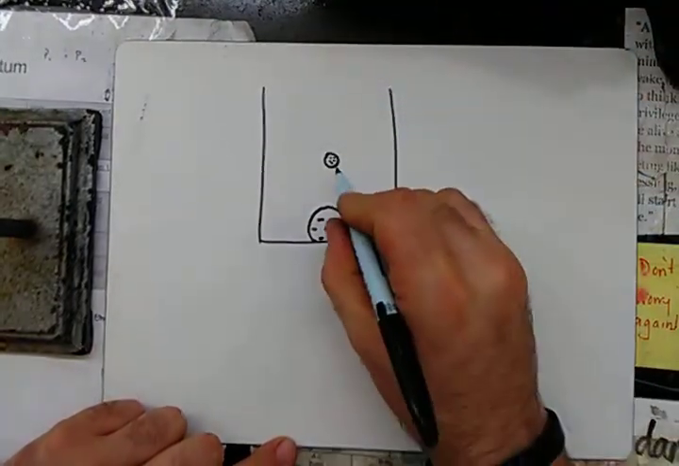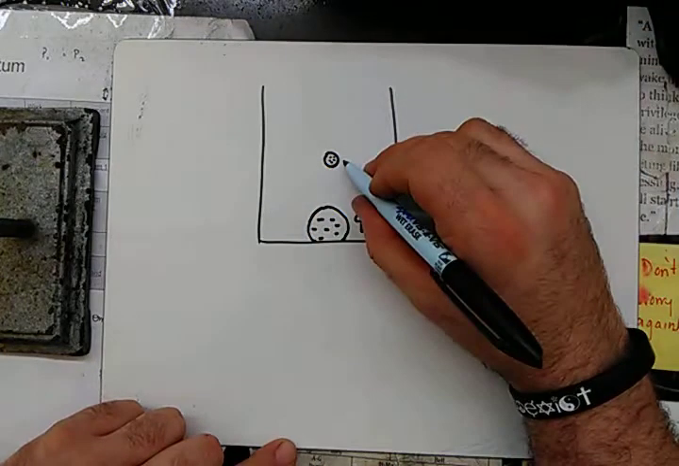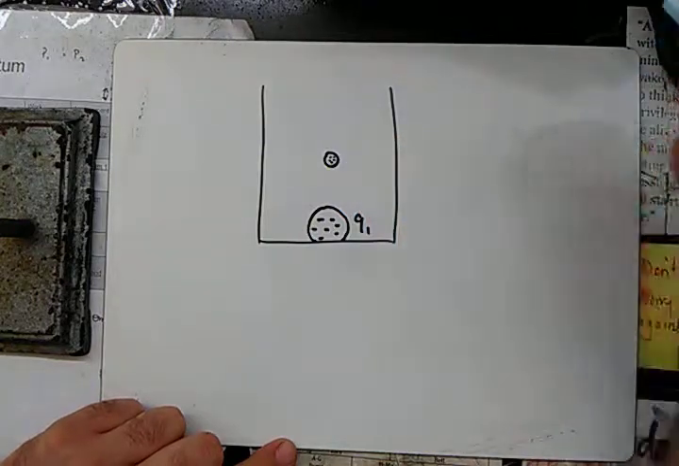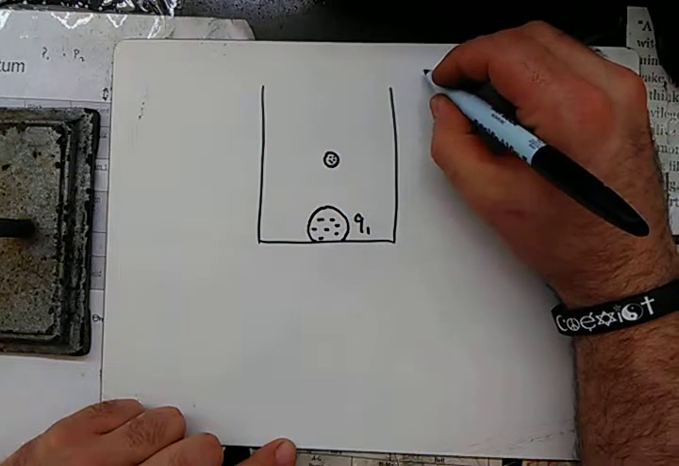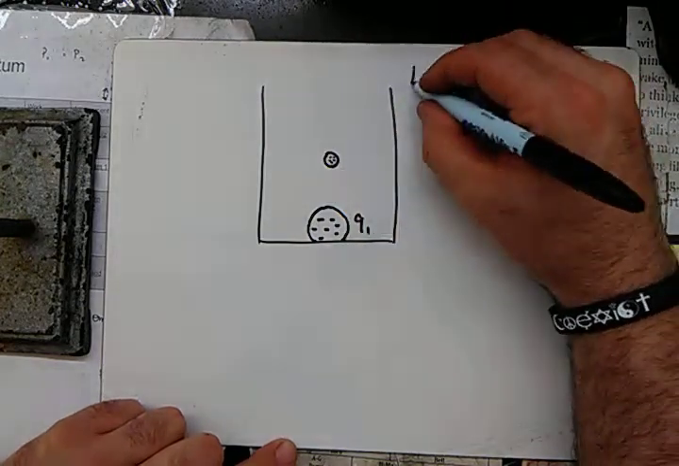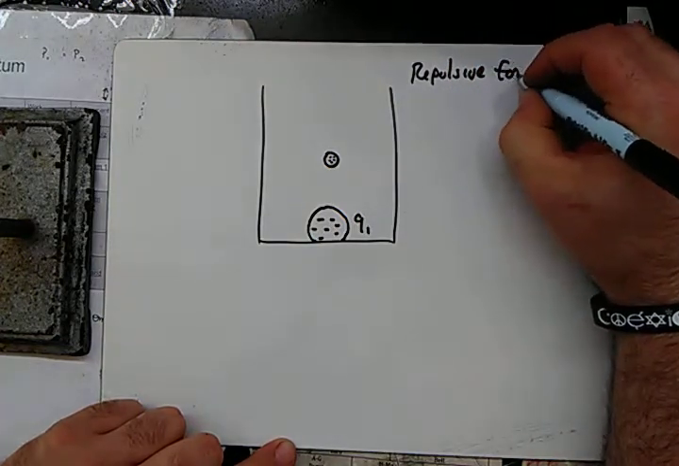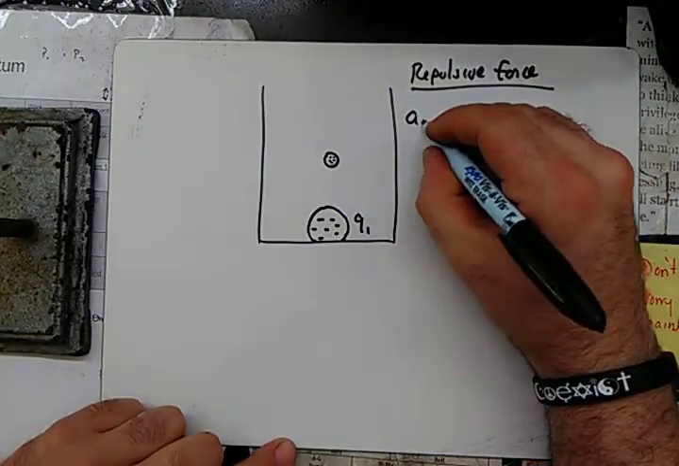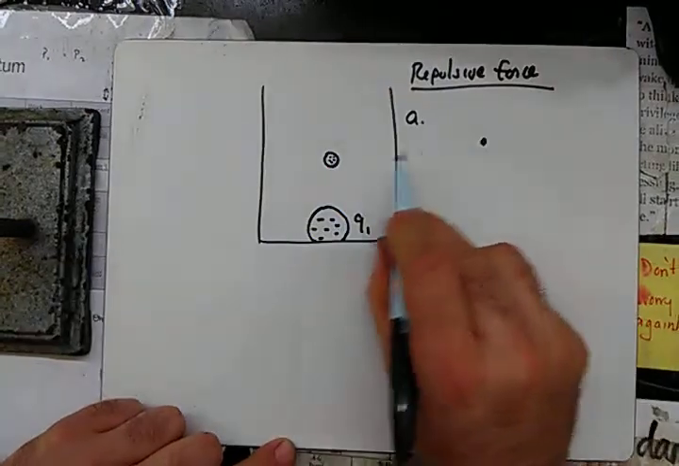And what they did was they made this little object actually levitate. It actually floated there in space. So here's how they did it. Okay, let's say we have, first of all, this is a repulsive force. First thing we're going to need to be able to do is draw a free body diagram to represent that.